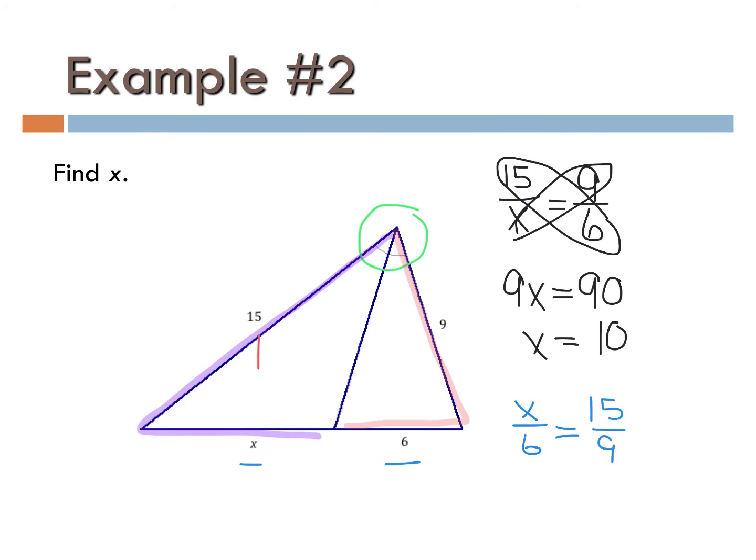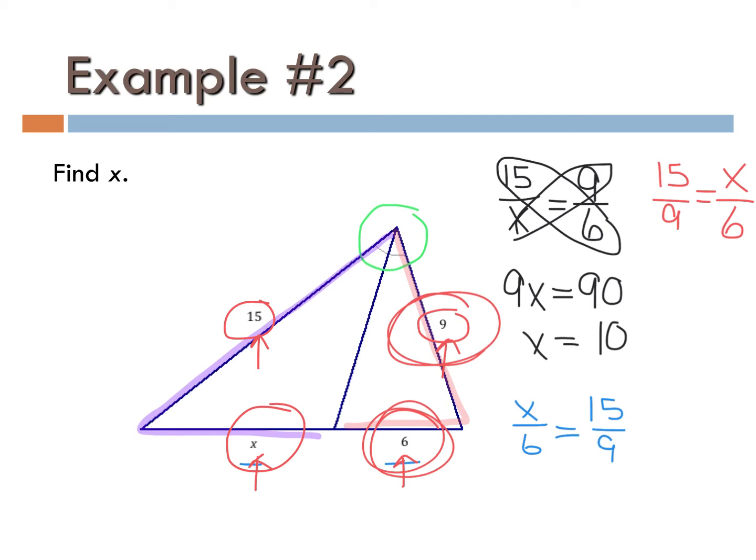I could go 15 to 9. There's many ways I could write these. 15 to 9 would equal, because I went 15 left side to right side, I would go left bottom to right bottom. And that would equal x over 6. Again, just looking, these cross products are identical. So as long as I'm consistent, I can write these proportions many different ways. One thing I couldn't do is compare like x to 9 or 6 and 15. Those don't go together ever.